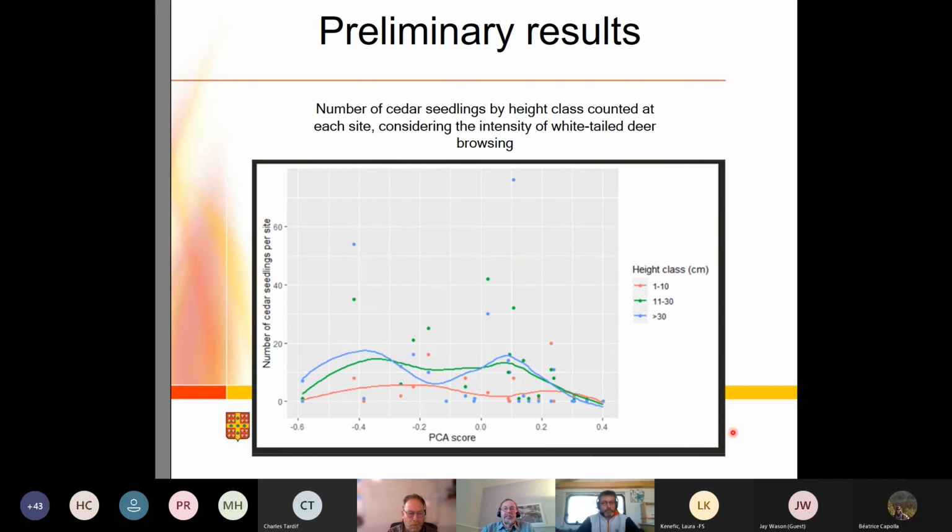And Béatrice used a bit the same approach as previously mentioned, looking at architecture types to take into account the amount of browsing. And she basically found something quite similar. But just to mention, the axis here is reversed from the previous one, so the higher values correspond to the strongest browsing pressure. And what you see here is that the small seedling size is almost not affected by the browsing pressure, but this is not the same for the other size classes. And you see here that with the higher browsing pressure, you don't have any seedlings at all, or very few.